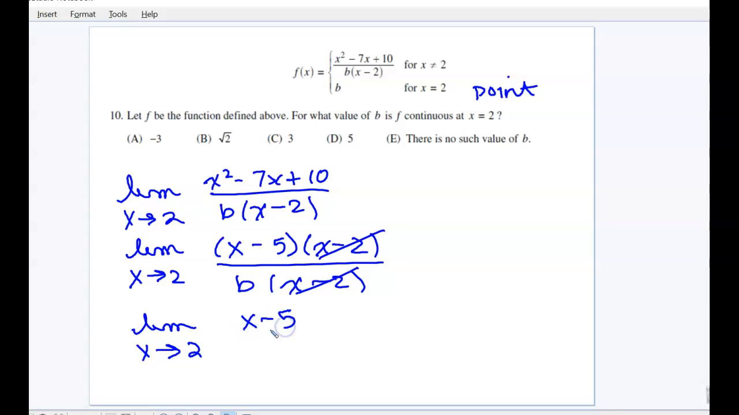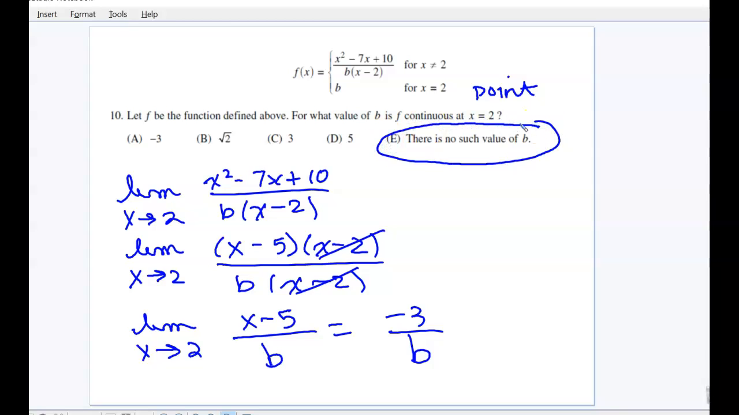x minus 5 all over b. And if I plug a 2 in, I get negative 3 over b, okay? And I cannot solve this equation. So there really is no such value of b that's going to make this true. So therefore, this is the correct answer.